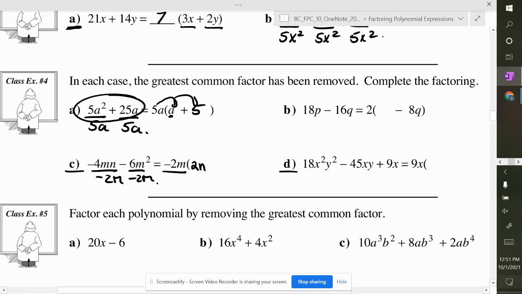Then you got to divide the negative 6. Remember, you always take the sign that's in front of it. So negative 6 divided by negative 2 is positive 3. M squared over m. And that's it. It's factored. Okay, you try D, please. And I'll do it, and we'll see if we all get the same answer.